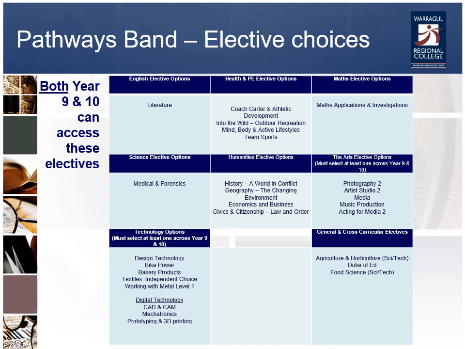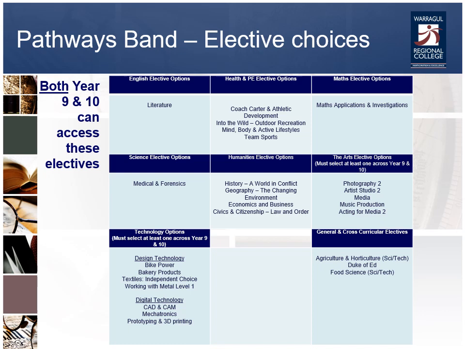The arts, where you must choose one across Year 9 and 10, have photography, artist studio, media, music production, acting for media. Technology, which also needs to have one choice across both Year 9 and 10, has bike power, bakery products, textiles, independent choice, working with metal level 1. There's also digital technology subjects such as CAD and CAM, mechatronics, and prototyping and 3D printing.